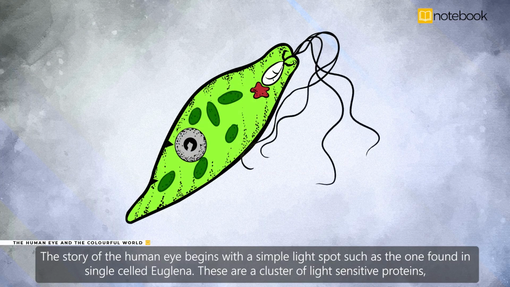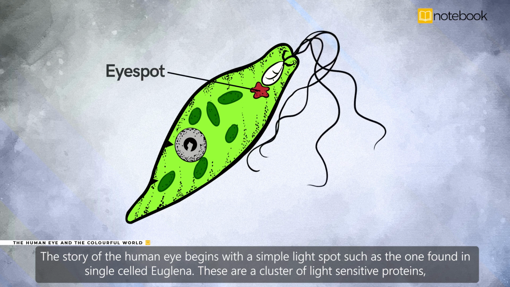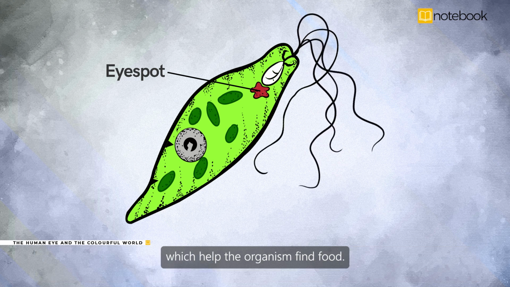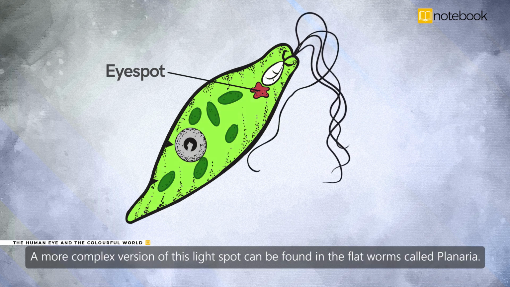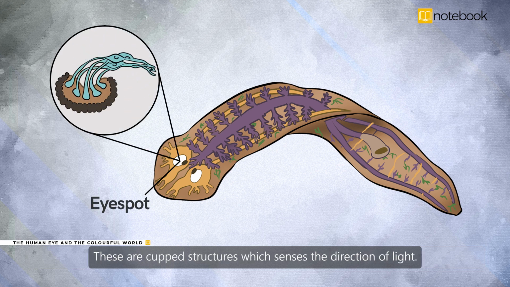The story of the human eye begins with a simple light spot, such as the one found in a single celled euglena. These are a cluster of light sensitive proteins which help the organism find food. A more complex version of this light spot can be found in the flatworms called planaria. These are cupped structures which sense the direction of light.